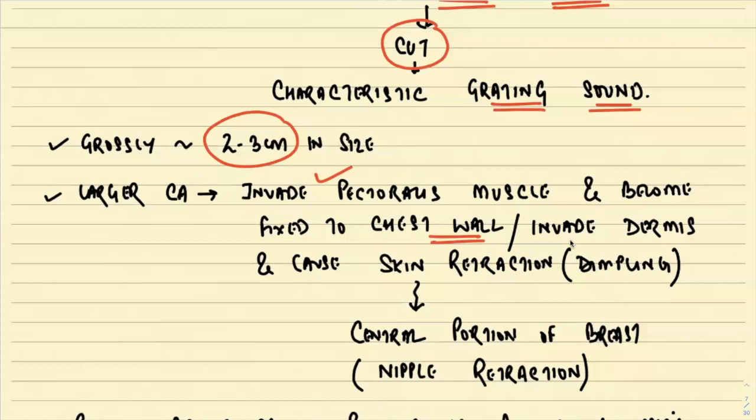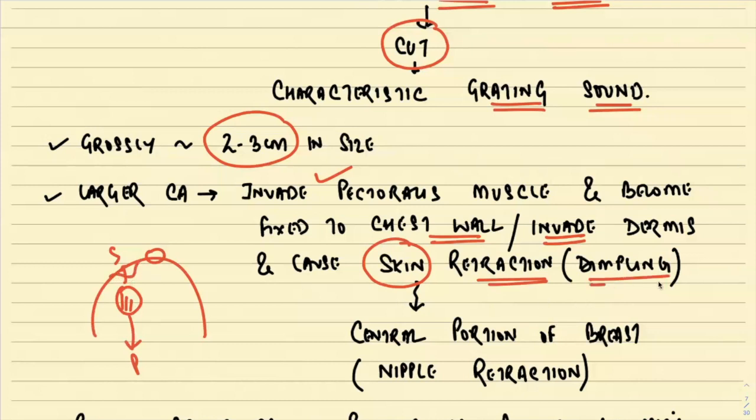Now, larger carcinomas might also invade the pectoralis muscle, and they can become fixed to the chest wall. So once the breast tumor is fixed, if this is the breast and this is the tumor, it can either grow into the chest wall and involve the pectoralis muscle, or it can involve the skin. So when it is involving the skin or the chest wall or the dermis, it is causing what is called retraction of the skin or dimpling. So this area will be dimpled, or it will retract. It is called dimpling.